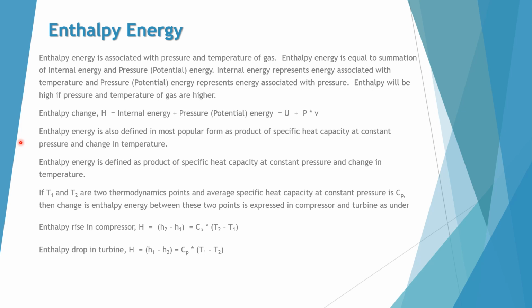Enthalpy energy is also defined in its most popular form as a product of the specific heat capacity at constant pressure and the change in temperature. If T1, T2 are the two thermodynamic points and the average specific heat capacity at constant pressure is Cp, then the change in enthalpy energy between these two points is expressed as follows. In the compressor, enthalpy rise H is equal to h2 minus h1, which is Cp into (T2 minus T1). In the turbine, enthalpy drop H is equal to H1 minus H2, because H1 is higher than H2, which is Cp into (T1 minus T2).